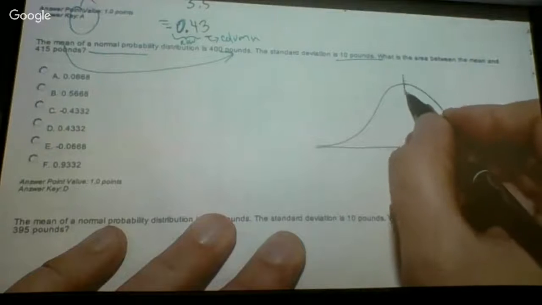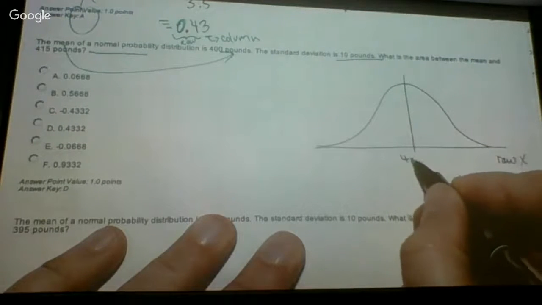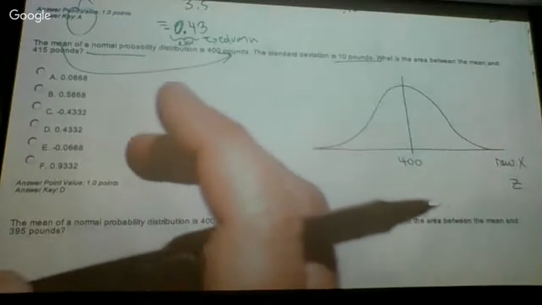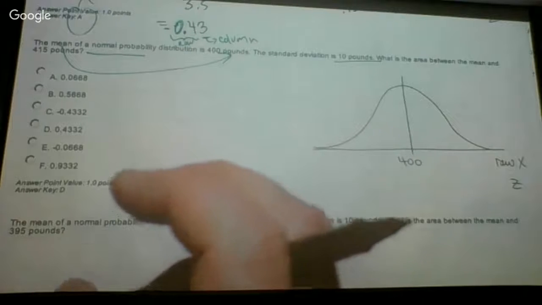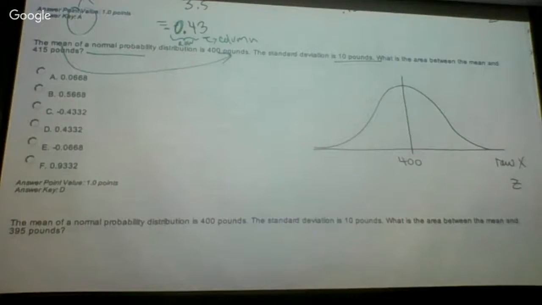Sort of like that. For the raw mean, 400. What's the z-score for the mean? What's the z-score for the mean? 0. You sure? Yeah. Do y'all know the z-score for the mean is 0 always? All right, let me know next time and I won't ask you again.